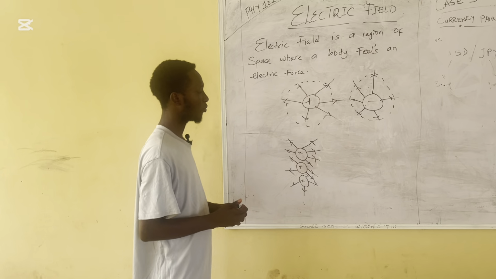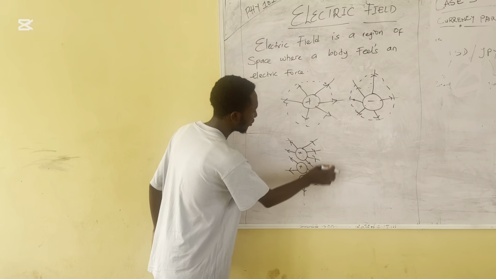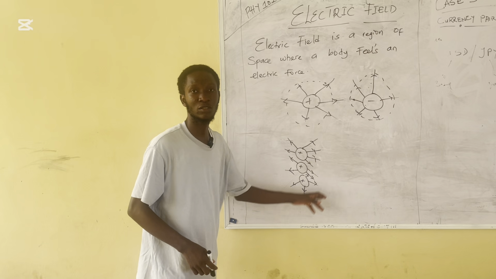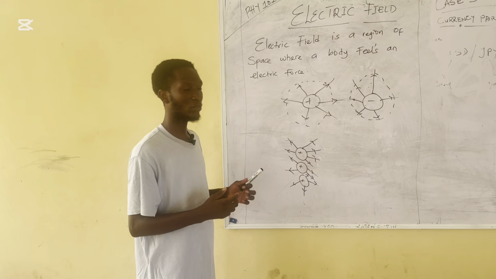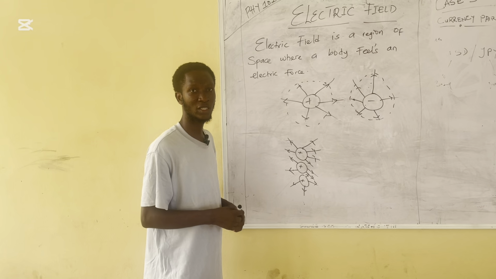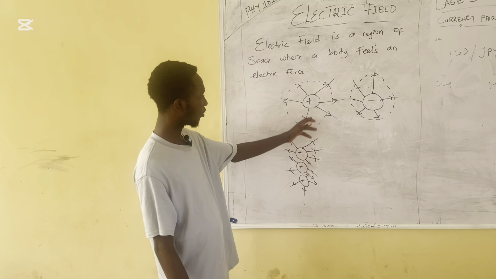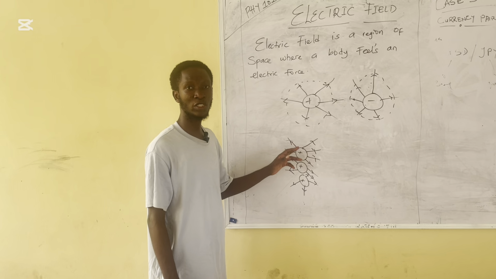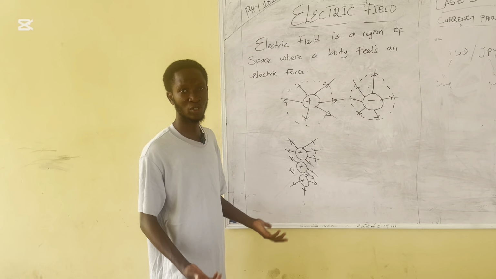So electric field can be produced by multiple charges. All this region of space around these charges is the electric field, and it's where a body can feel the impact of the force. So that's just it. Electric field could be produced by a single charge, and it could be produced by multiple charges, that is 1, 2, 3. It is more than one.